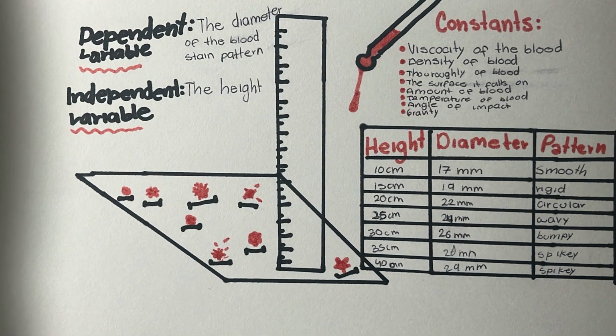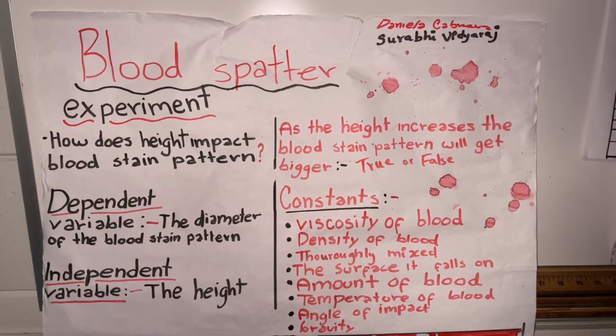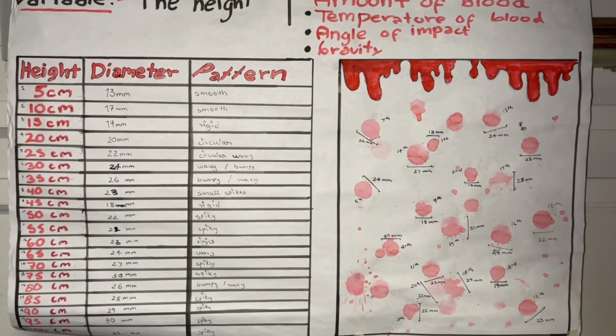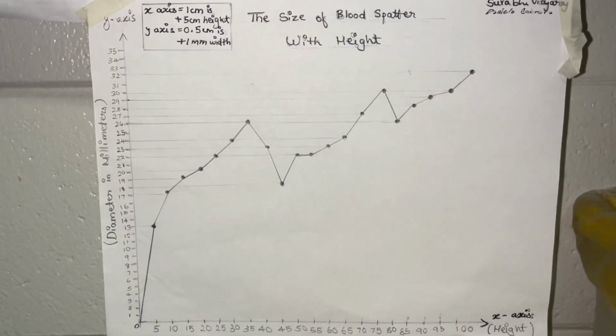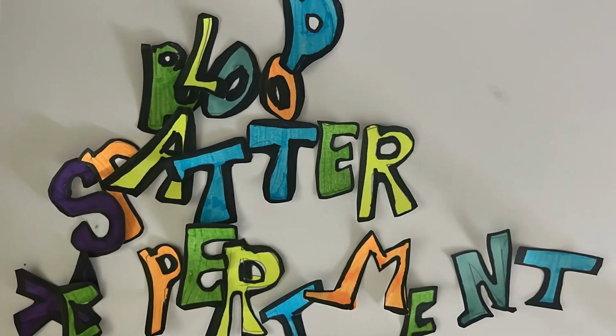By studying the distribution, size, and shape of bloodstains, investigators can gain insights into the weapon used, the direction of the attack, and even the potential sequence of events.